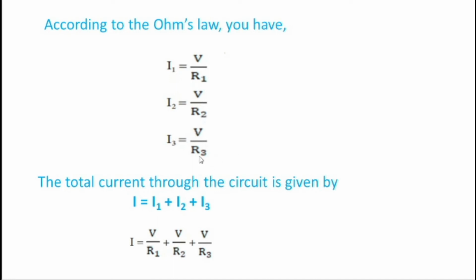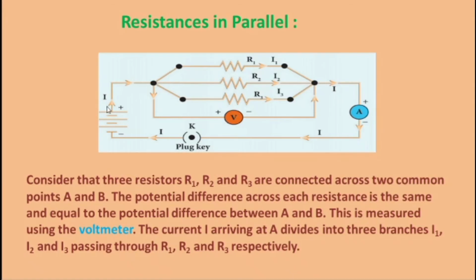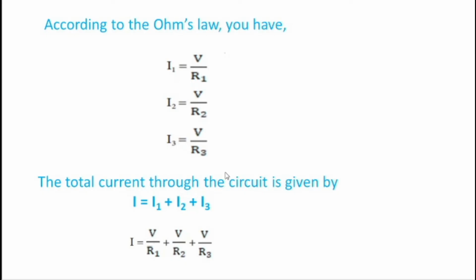We need the total current passing through the circuit, so we calculate the I value. Here I equals I1 plus I2 plus I3. So we substitute the I1, I2, I3 values in the equation, which means I equals V by R1 plus V by R2 plus V by R3.